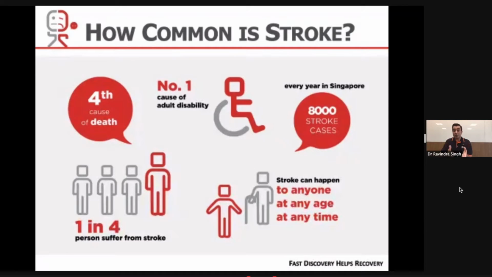What is the stroke load? Every year in Singapore, we have 8,000 stroke cases. And 1 in 4 can suffer from stroke. So stroke can happen to anyone, at any age and at any time. So it is a myth that stroke only happens to old people. It can happen at any age.